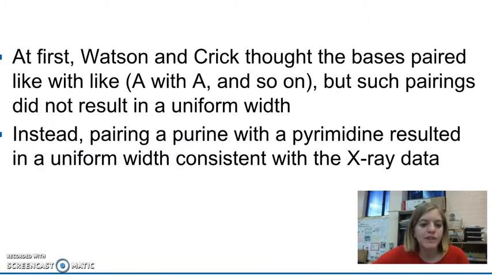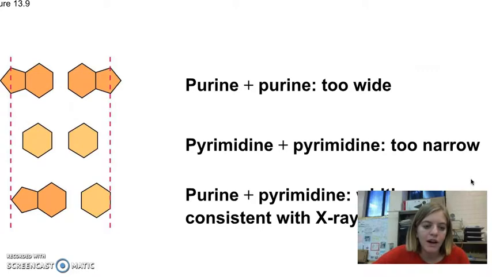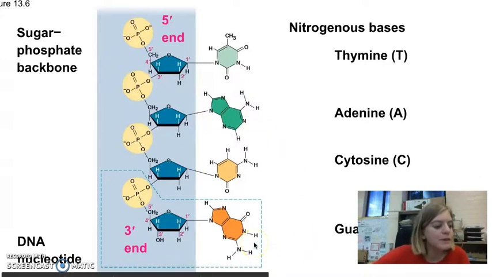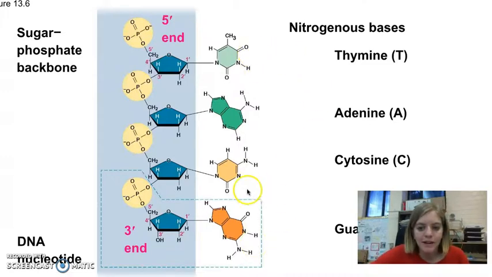And so they discovered also in doing this that the bases did not pair similar to similar. And the reason for that is because if you pair the bases similar to similar, they don't end up in a uniform width. Instead, they need to pair a purine with a pyrimidine, and that's what's going to give us a uniform width. So if we go back to this image, our purines are those that have 2 rings, so adenine and guanine. And then our pyrimidines only have 1 ring, thymine and cytosine.